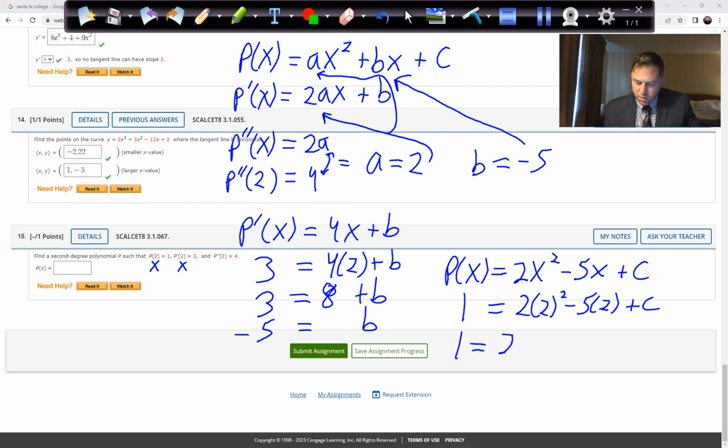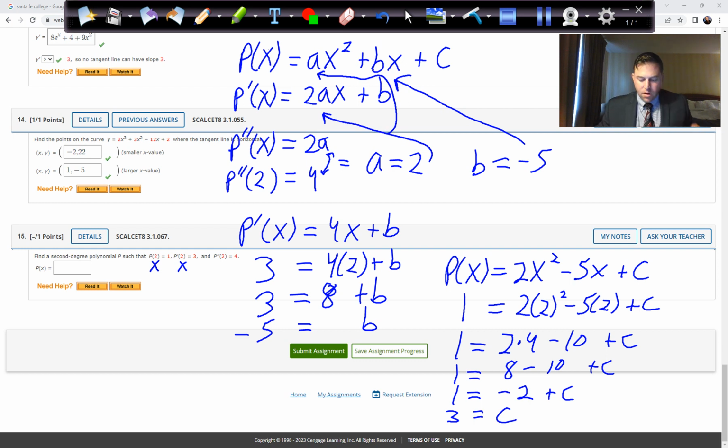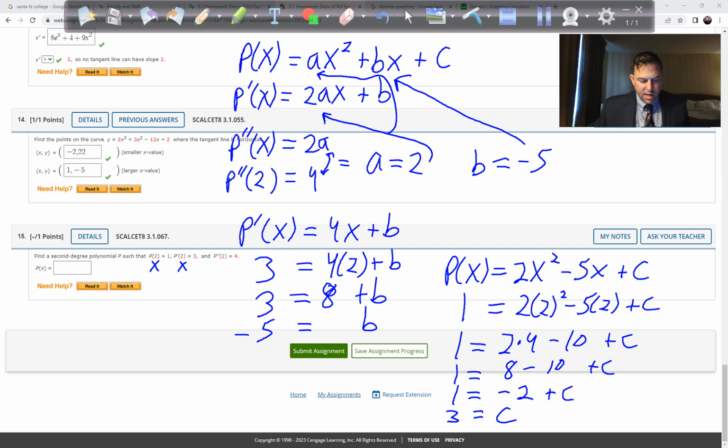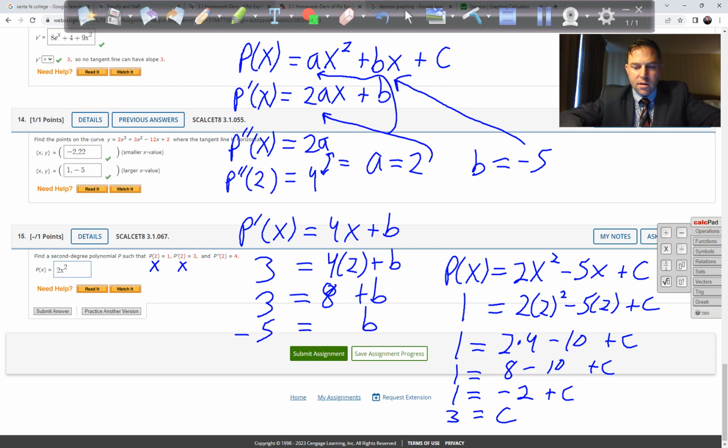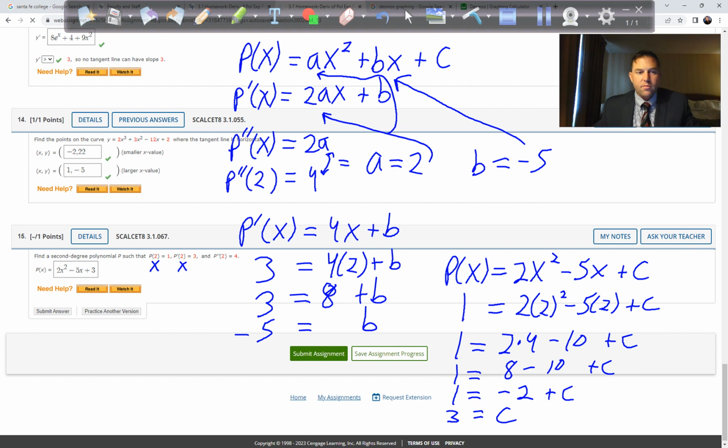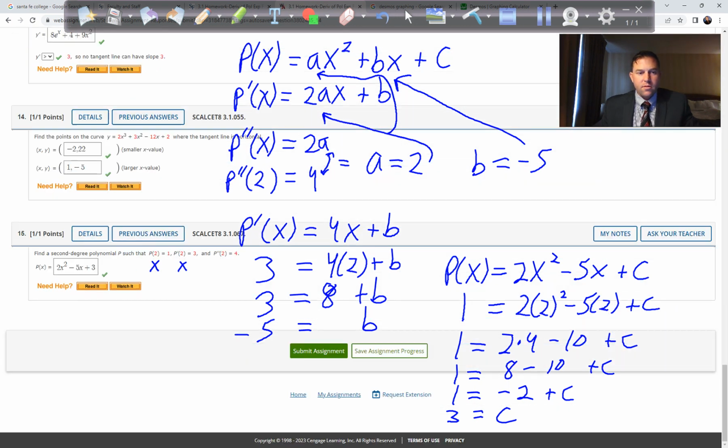So we get 1 equals 2 times 4 minus 10 plus c. We get 1 equals 8 minus 10 plus c. 1 equals minus 2 plus c. Add 2 to both sides. C is 3. So we plug all of that in and we would say p of x has to be 2x raised to the second minus 5x plus 3. And we get it right. And that will conclude Chapter 3, Section 1.